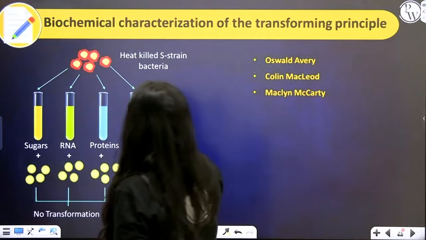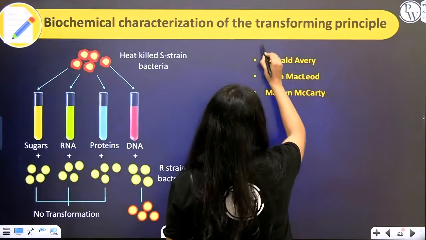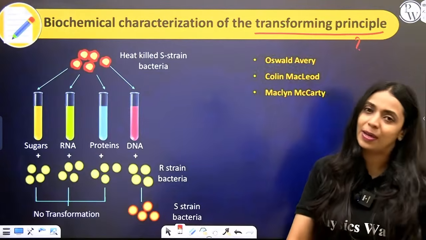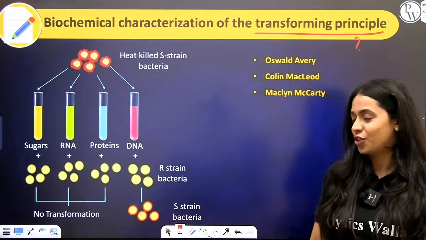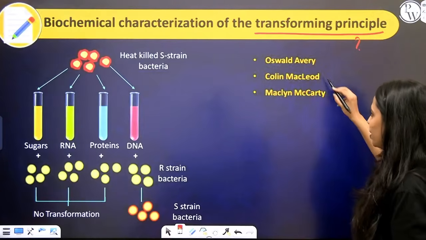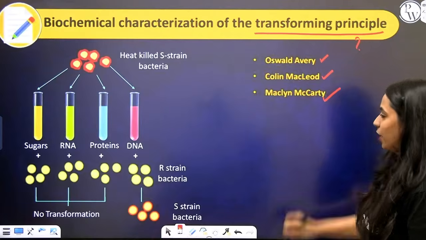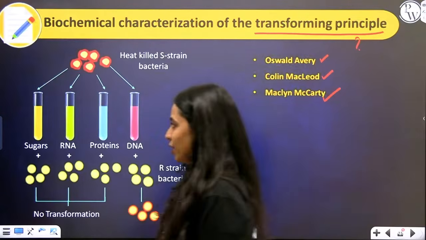Okay, so this is called the biochemical characterization of the transforming principle. They went on to find out what it could be. Could it be DNA? Could it be RNA? Could it be proteins? What could be the nature? So 3 people worked on this. Their names are Oswald Avery, Colin MacLeod, Maclyn McCarty. So these 3 guys worked on it.